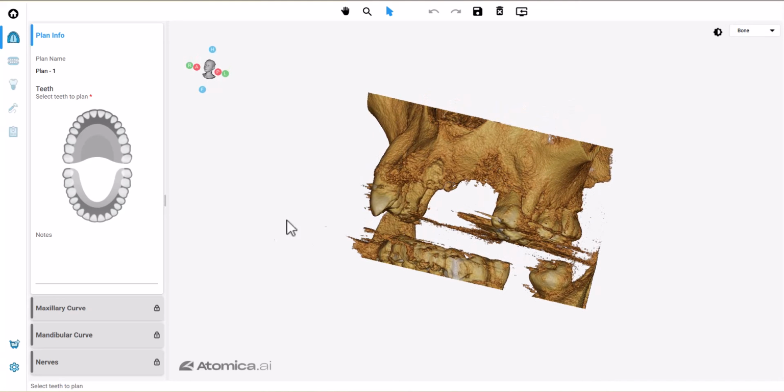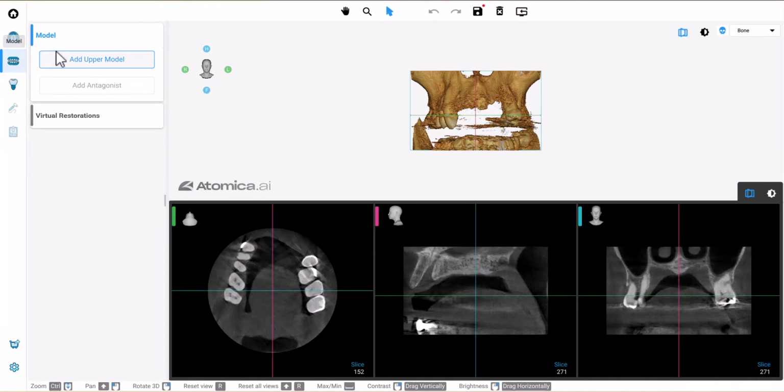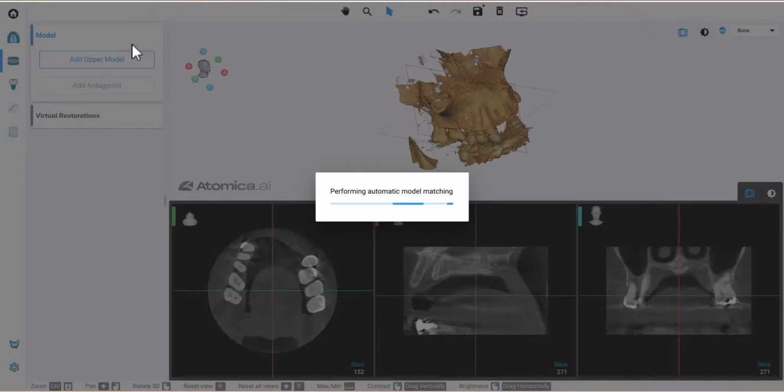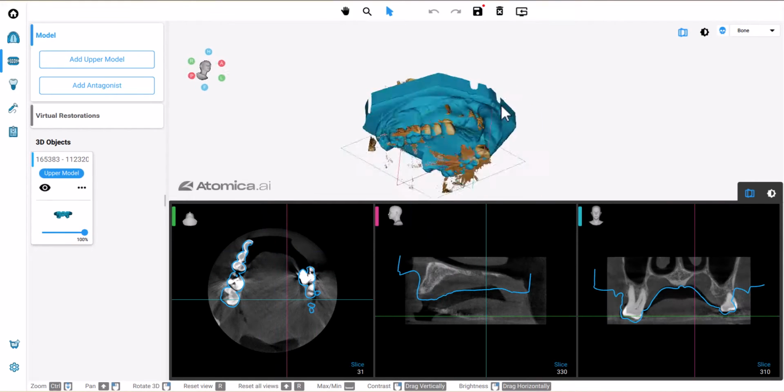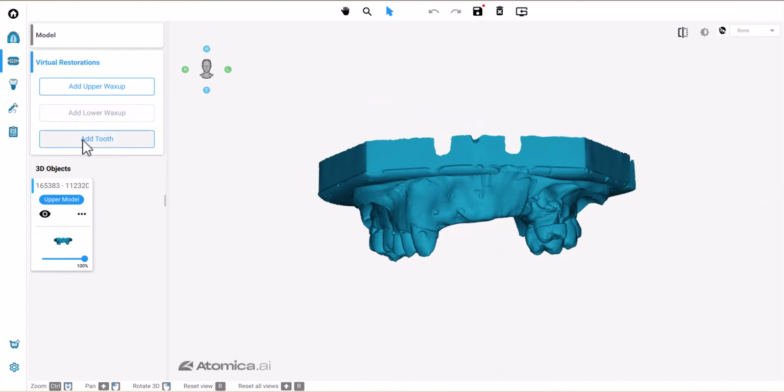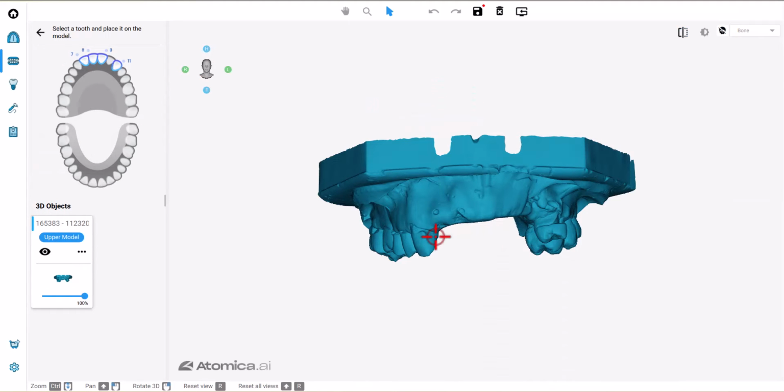Hello, Sarah. First of all, let's mark the teeth we will be working on. Then the panoramic curve will be automatically generated. Upload the model and I'll check its matching through different cuts. Since we don't have a wax up here, I'll start adding virtual restorations.